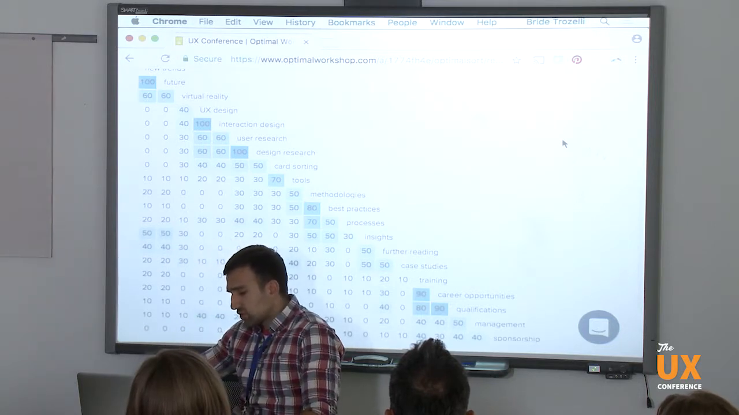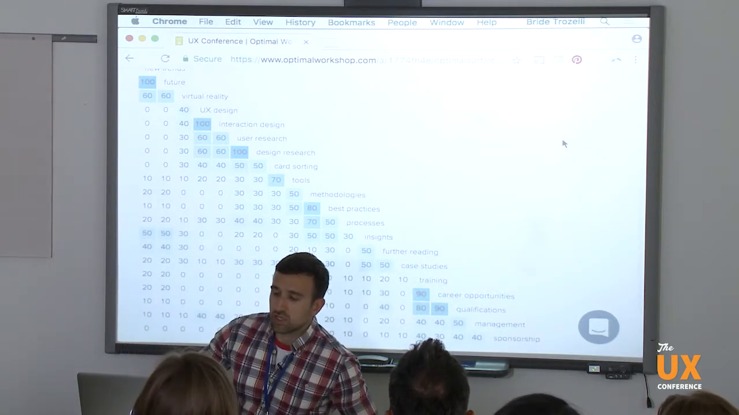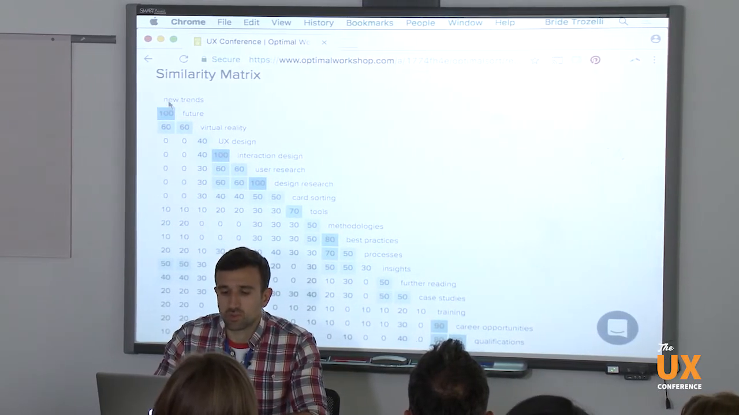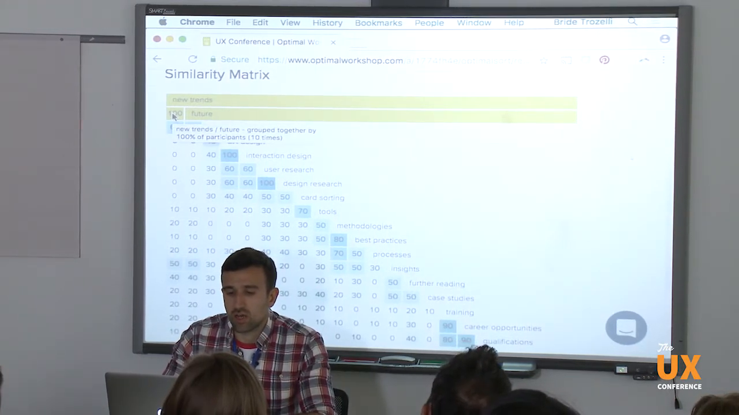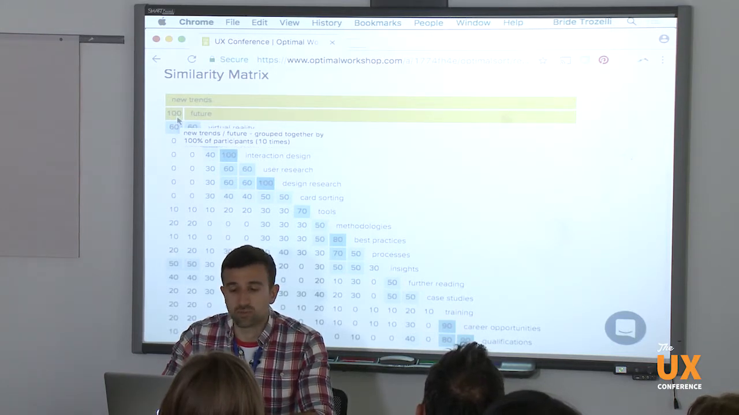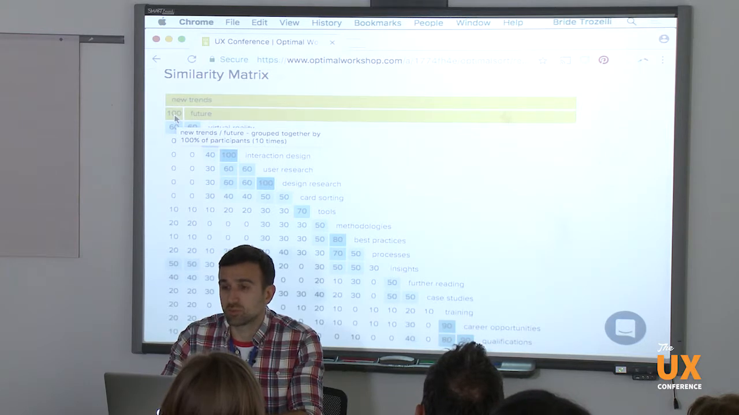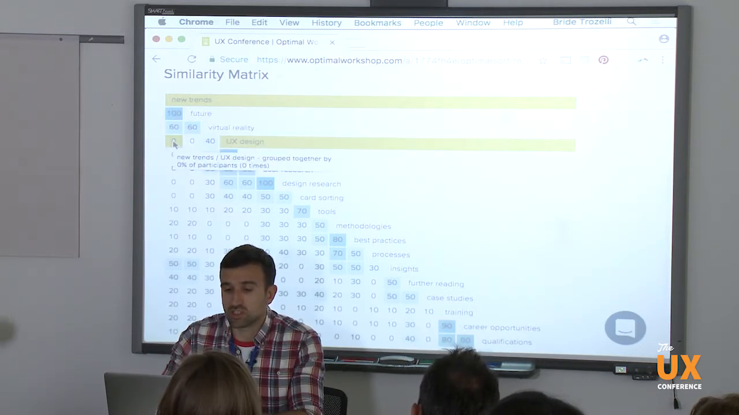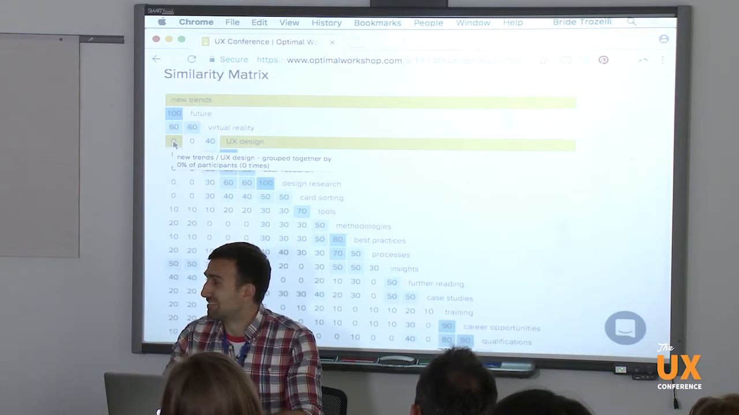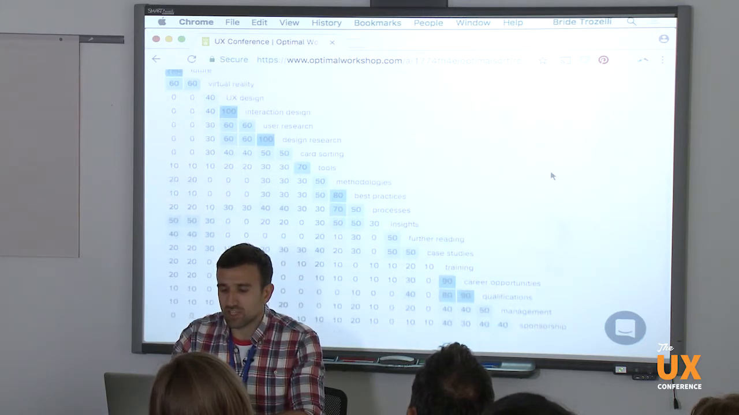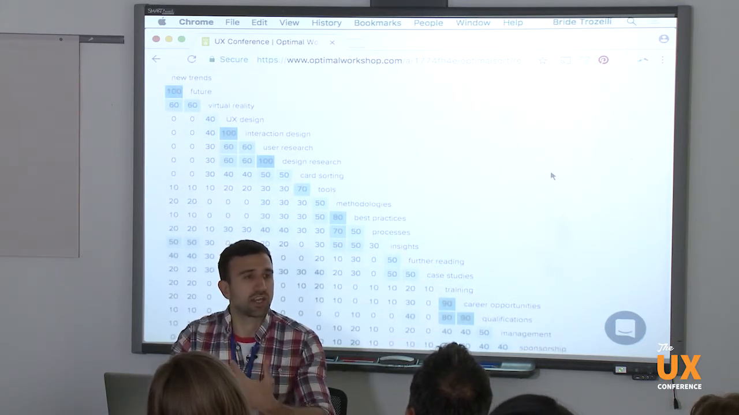So what this visualization shows you is a heat map of how related each of these categories are. The number here displays how many times new trends and future were grouped in the same category. So basically 100% of the participants put new trends and future in the same category. And literally no one put new trends and UX design in the same category. That's a harsh statement. But what you have essentially is a heat map of what are the related terms.